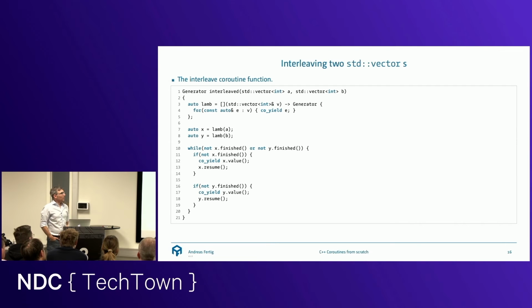In line number 7 and 8, I invoke the lambda 2 times, once with the parameter a and the second one with the parameter b, creating myself 2 new coroutine handles, if you so want, x and epsilon. And I can now use them as I do it in line number 10, where you can see this while loop, which checks whether x is not finished or epsilon is not finished. So we are once again looking at member functions of my wrapper type generator. We haven't seen that one yet, but we know it comes with the function finished.